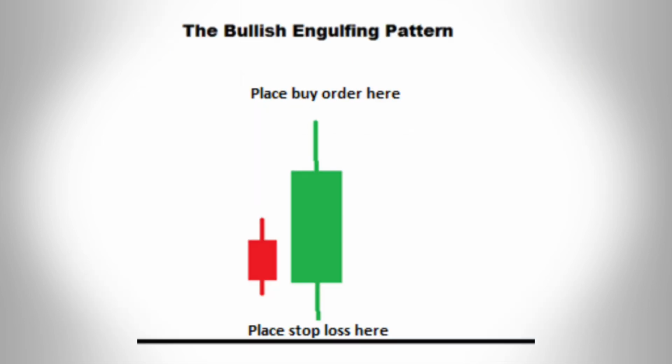To trade with this pattern, place your buy order above the upper wick of the green candle and place your stop loss below the lower wick of the green candle.